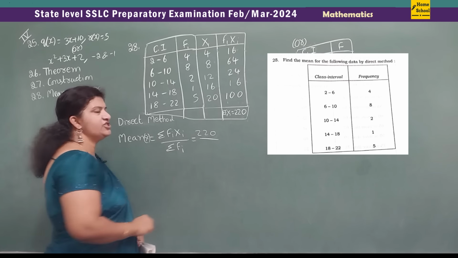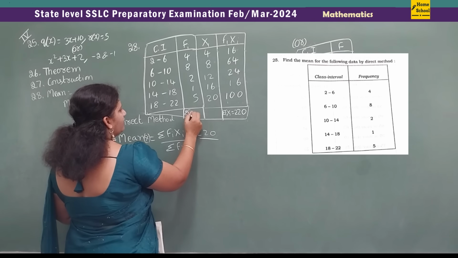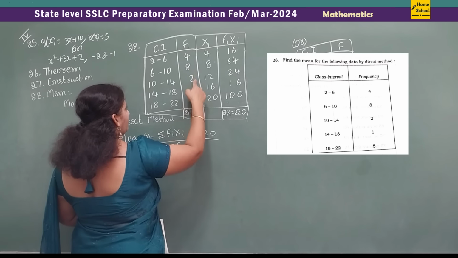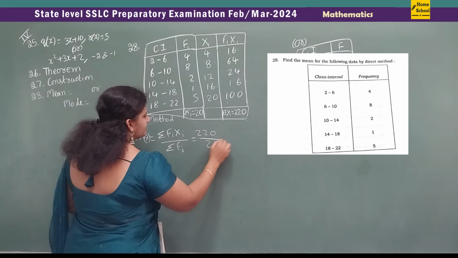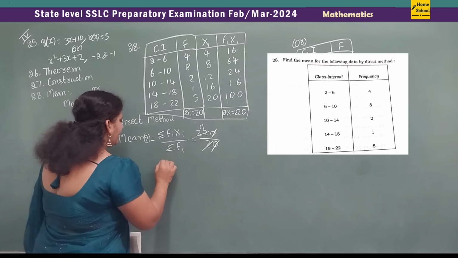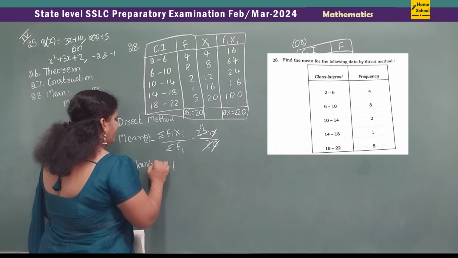Then what about summation fi? Number of frequencies, add all this: 8 plus 4 will be 12, 14, 15, 20. Cancel, 0 and 0 cancel, 2 elevens are 22. Therefore mean is equal to 11.